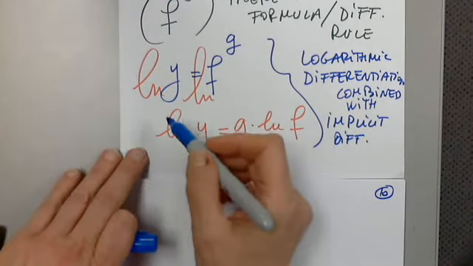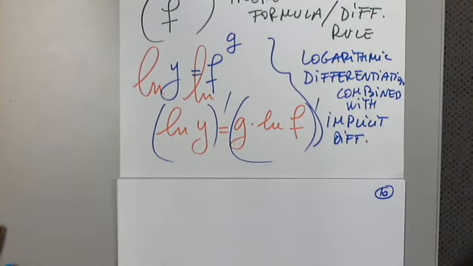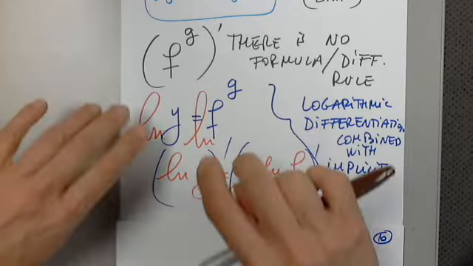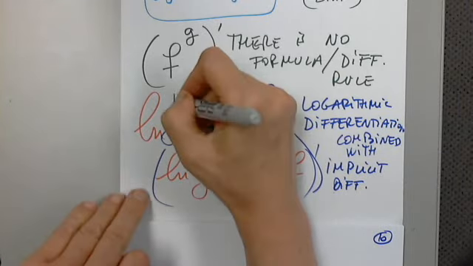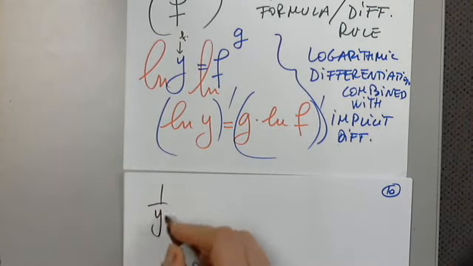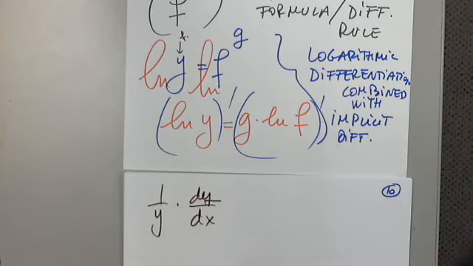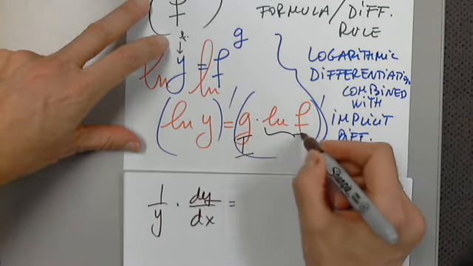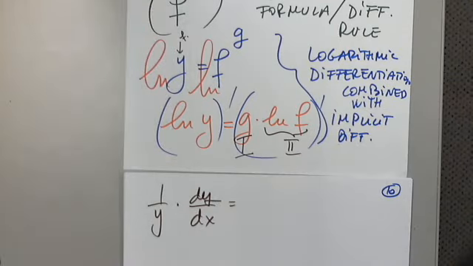Okay, the left-hand side. So now I'm ready to differentiate. Only after I bring that function down, I'm ready to differentiate. Okay, the left-hand side, please. Now, we have to remember one thing. We have to remember that this is a function. Okay? Good. 1 over y times dy over dx. Very good. Equals. Now remember, this is function 1 and this is function 2. I have to use the product rule now.